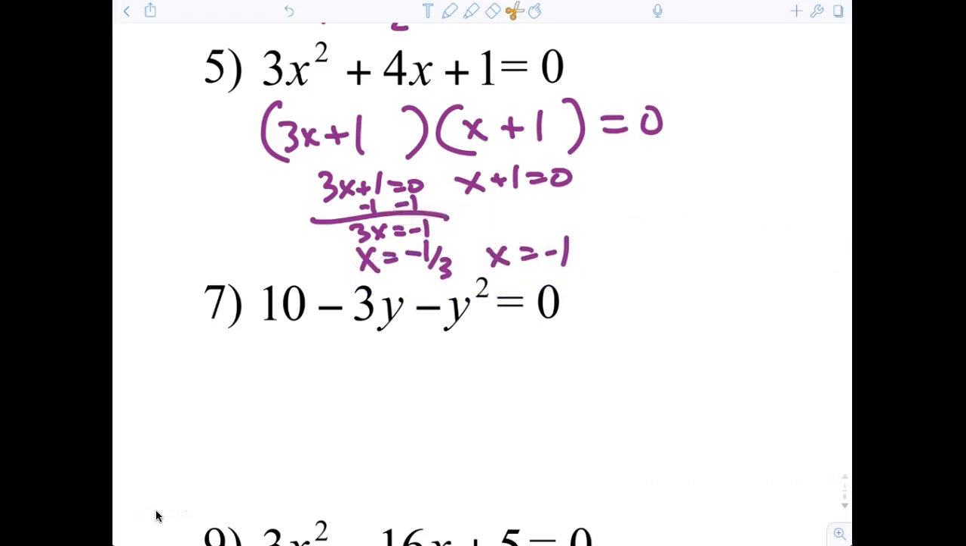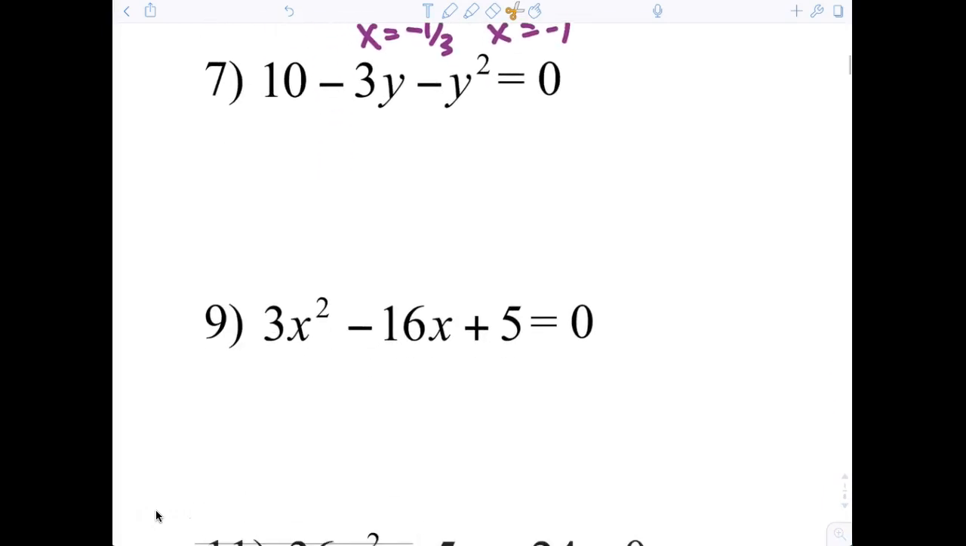All right? Now the next factoring is a little bit harder for some kids because the y squared is negative. I don't want you rewriting it. I just want you to factor it just the way it stands. All right, so here we go. 2 sets of parentheses. All right, so the factors of 10: 5 and 2. Factors of y squared.